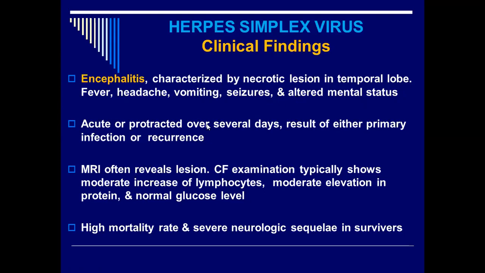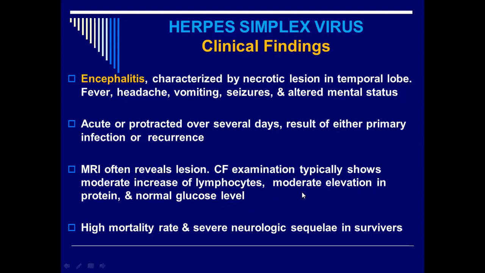It is acute or protracted over several days, a result of either the primary infection or the recurrence. The MRI often reveals lesions in the brain. The cerebrospinal fluid examination typically shows a moderate increase in lymphocytes, moderate elevation in proteins, and normal glucose levels.